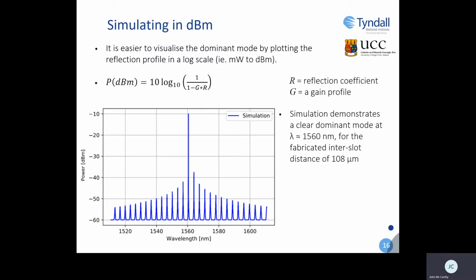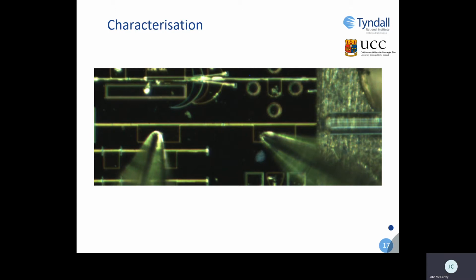This is more clear if we plot the image in dBm. This creates like a log scale compared to the reflective profile as defined by this equation. As you can see, we would expect one wavelength dominating over the other with a suitable side mode suppression ratio. Let's look at this experimentally.